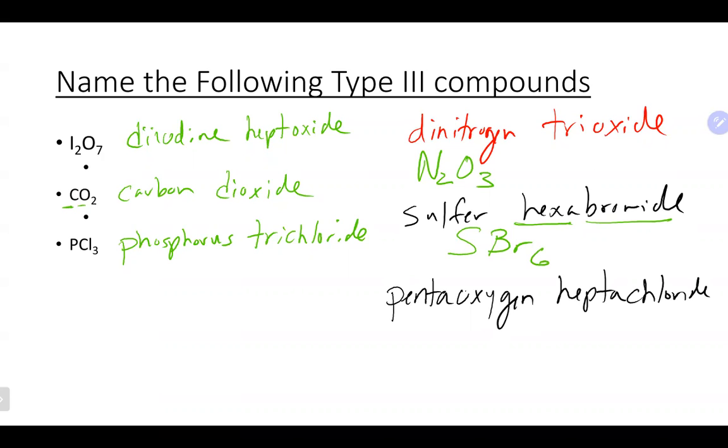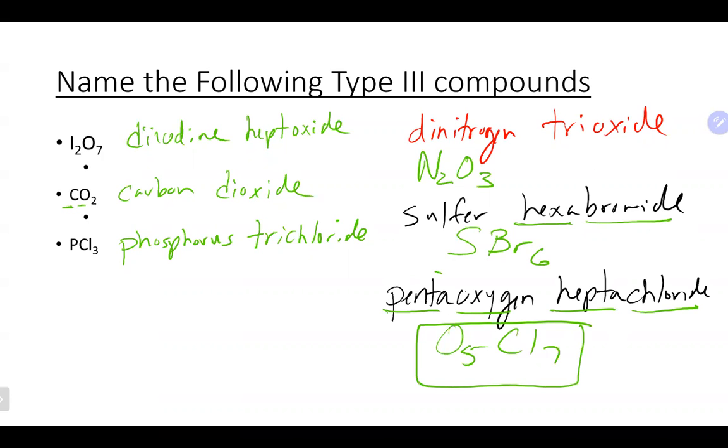Lastly, pentaoxygen heptachloride. This made up thing. Penta is 5, oxygen is O, so that's O5. Hepta is 7, chloride is Cl. Looks something like that, yeah. Any questions on any of those there?